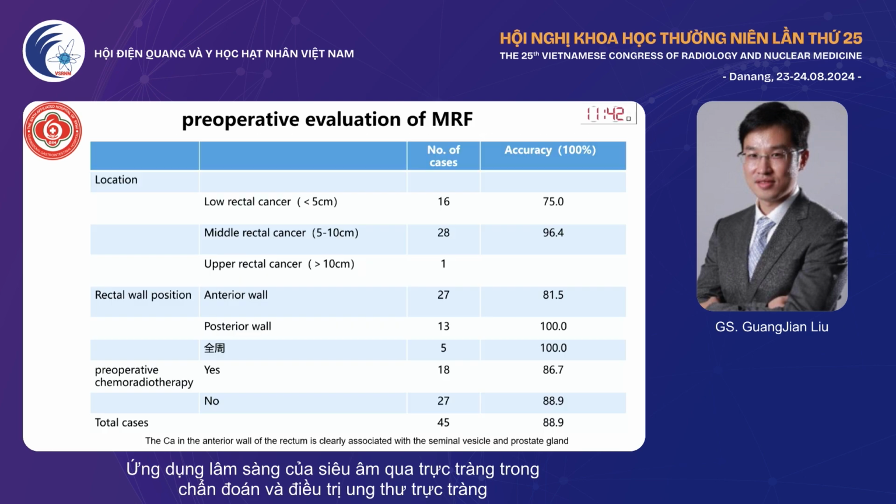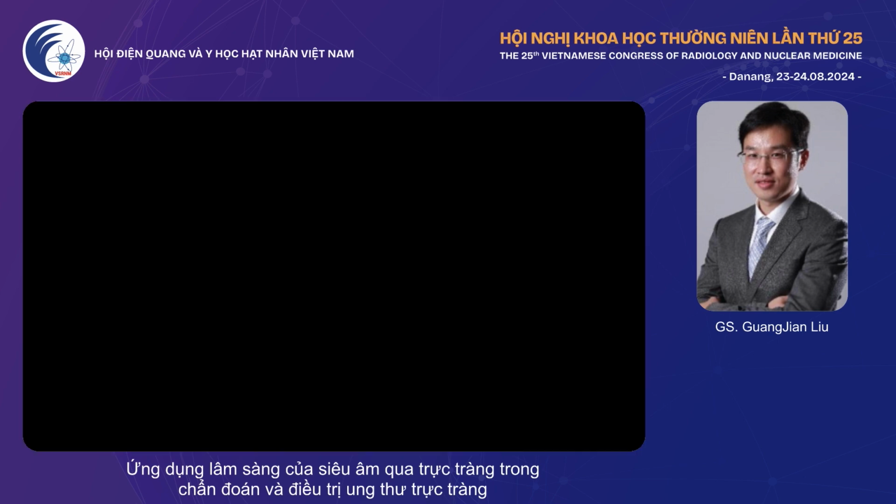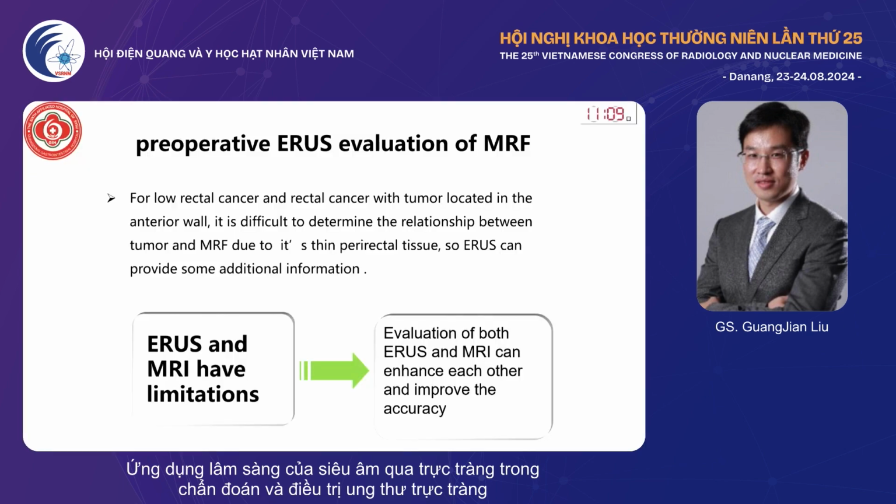We found that for lower rectal cancer, the anterior wall and the whole wall have different accuracy. Because there is very little fat tissue in the anterior wall, we have the lowest accuracy for the anterior wall. But for the upper, middle and lower rectal cancer, and for the posterior or all surrounding walls, we have a very high accuracy. So ERUS is very important to evaluate the MRF in combination with the MRI.